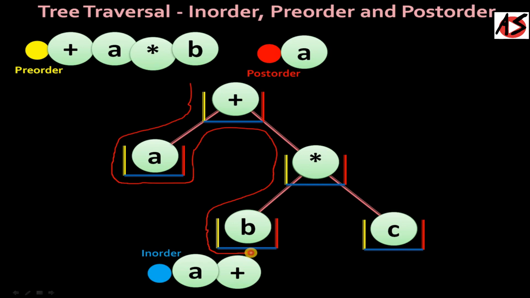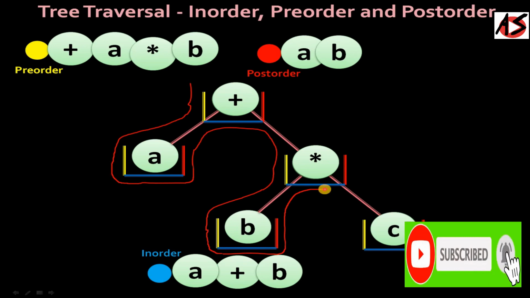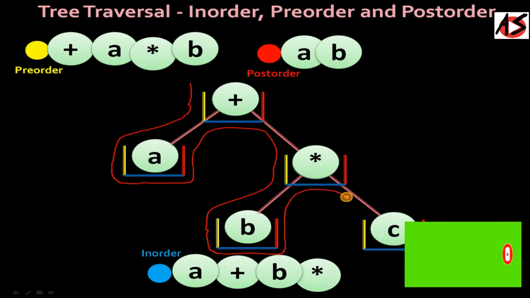Then you will touch the bottom, so you copy B into the in-order list. Moving further, you touch the red line, so we'll copy B into the post-order list. Walking ahead, you will touch the blue line, so you will copy the multiplication into the in-order.